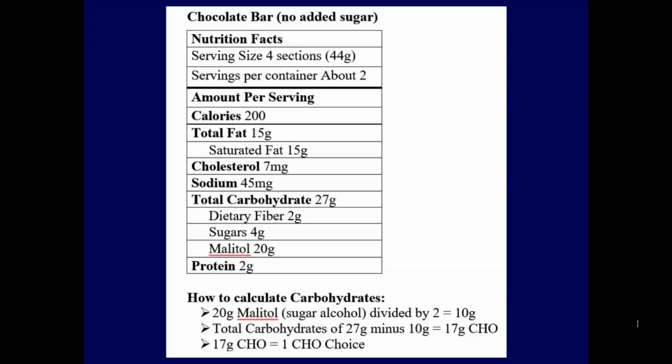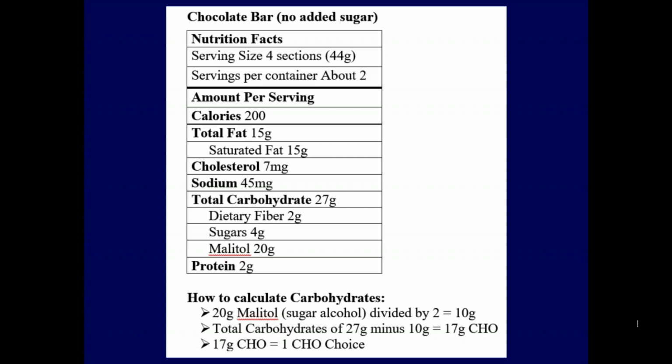Now, looking at this chocolate bar with no added sugar, that's like a trigger for you. When you see no added sugar, obviously it probably has some kind of polyol or sugar alcohol. Looking at the nutrition facts, the serving size is 4 sections, and everything on the label is based on those 4 sections. The servings per container is 2, which means in total you have 8 sections.